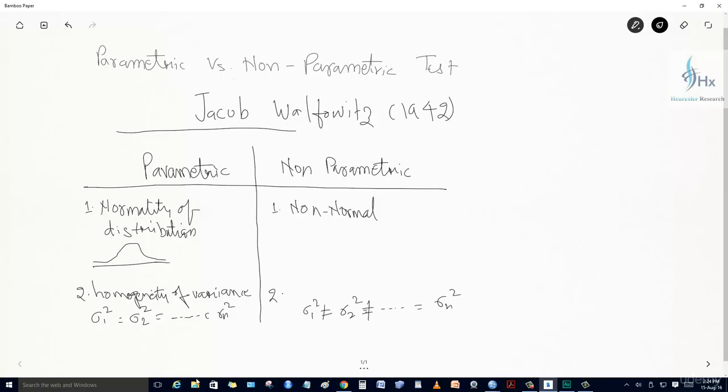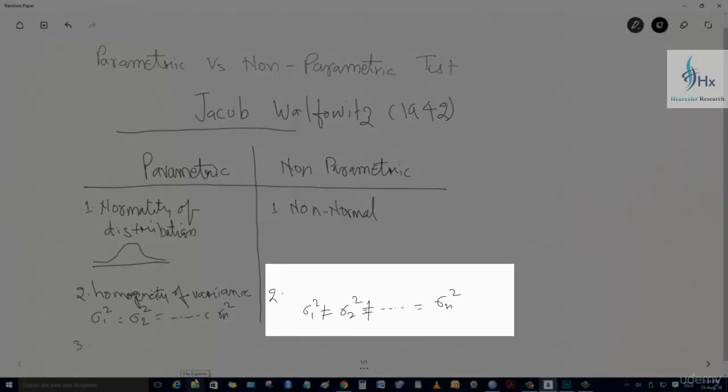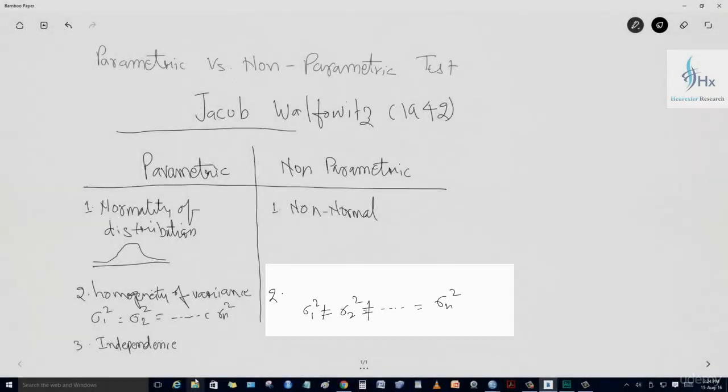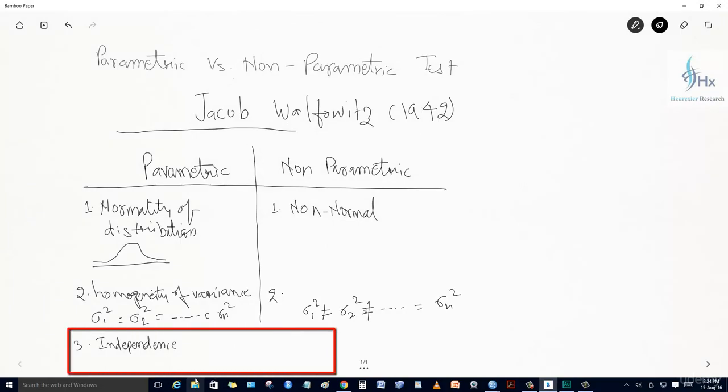While this condition might be violated in case of a non-parametric test. So we can say variance of one sample might not be equal to variance of other sample, which might not be equal to variance of say nth sample. So normality of distribution, homogeneity of variance, and third is independence of observations. So independence is third important criteria.